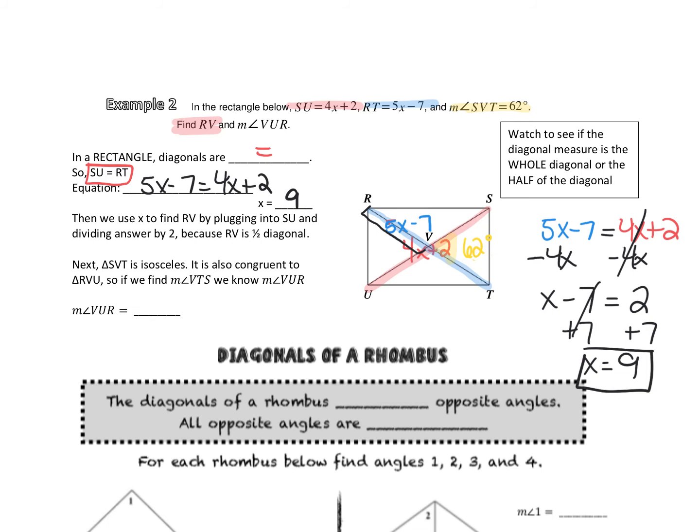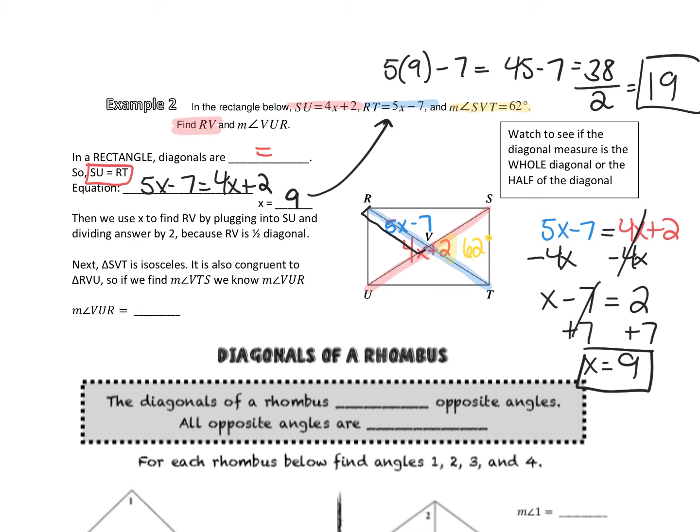If I plug x back into RT, then I get 5 times 9 minus 7, which is 45 minus 7, which is 38. But then, since I only want half of the diagonal for my answer, I'm going to divide my 38 by 2 and get a value of 19. So therefore, RV is equal to 19.